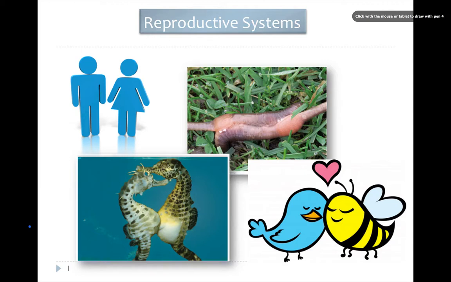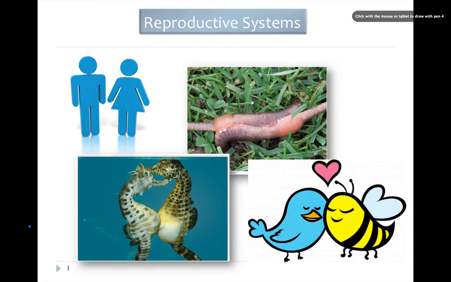I put a few pictures up here. We're very familiar with the human male and female and the way they reproduce. However, some of the roles and some of the anatomy differs in various animals. For example, in seahorses, you see the male is actually the one that carries the babies. And that's different from what we're used to.